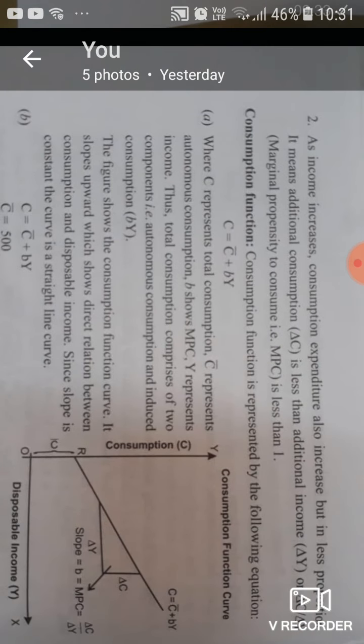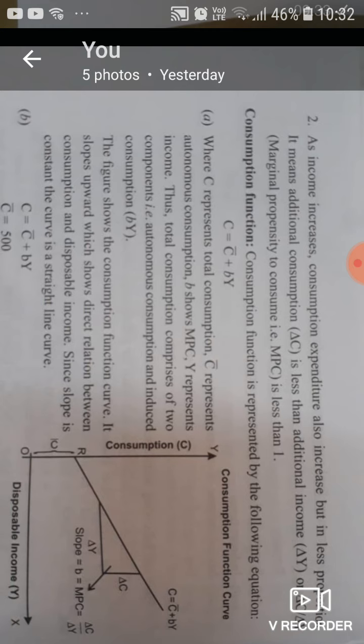Next is, as income increases, consumption will also increase, but at a less than proportionate rate. This is what we talk about with income and consumption. If we are doing additional consumption, it should be less than additional income. This is what they want to say: MPC is less than 1.